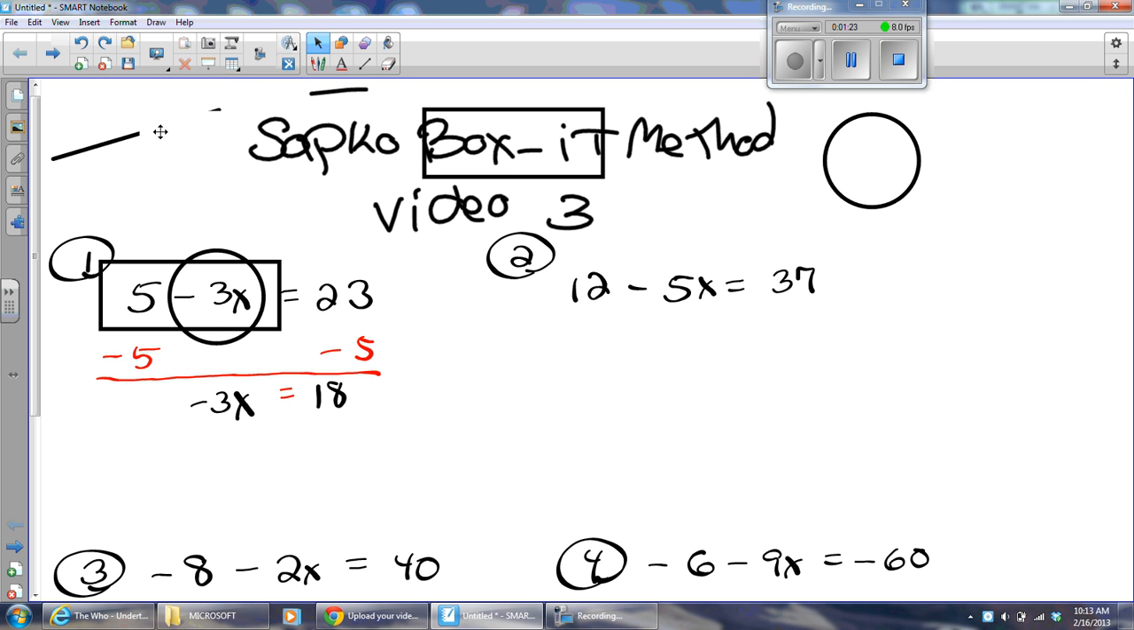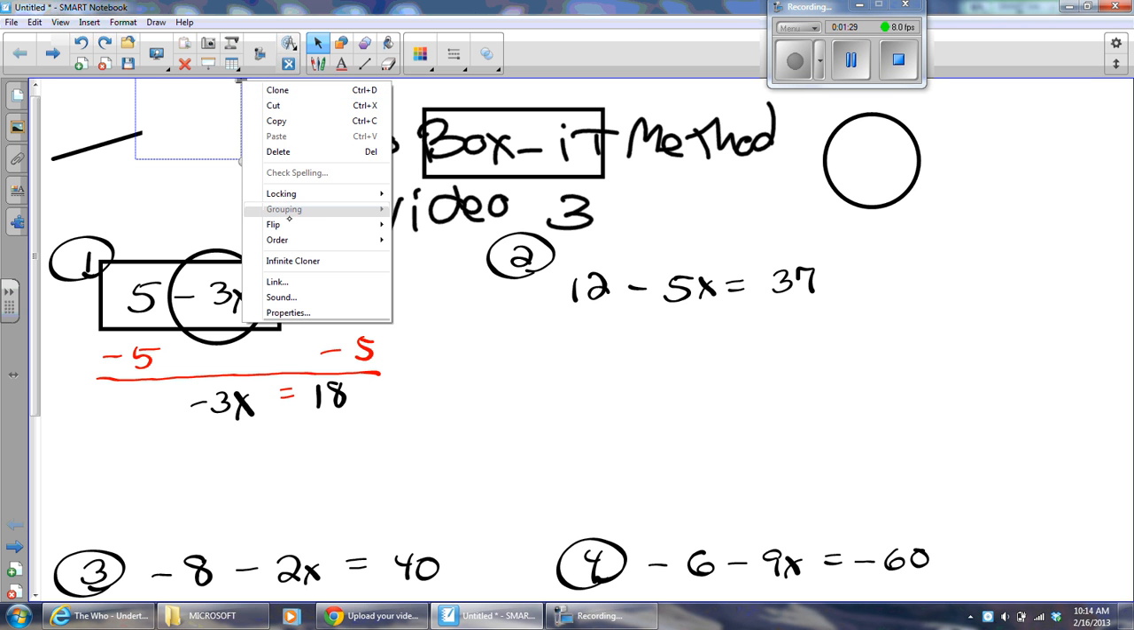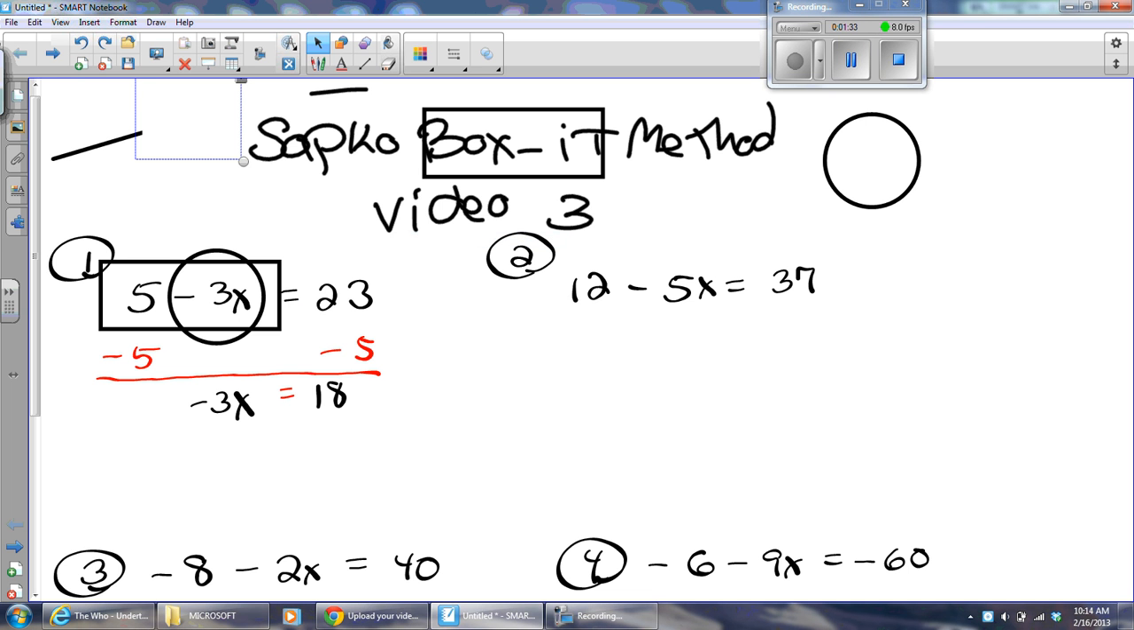Ooh, I lost my box. There we go. Oh, he must be behind everything. So let me bring him to the front. And there we go. And we can see, oops, he's a little too big. That's okay. We'll just do this. Control D. And we'll make him a little smaller. There we go.